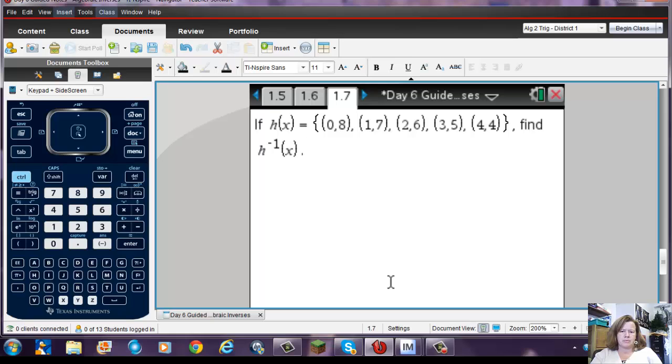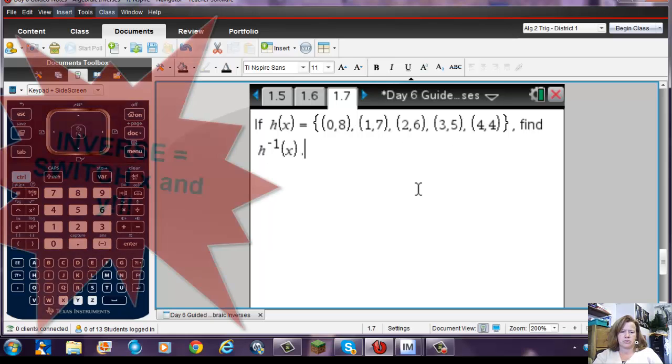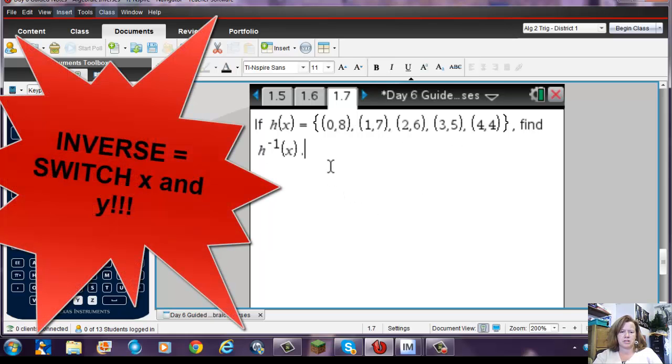On page 1-7, you're given a bunch of points. So you're just given (0, 8), (1, 7), (2, 6), (3, 5), and (4, 4). I'm not going to write this one. We're going to type this because to find the inverse, again, you're just going to switch x and y. This is not an equation. It's just a set of points. So you just switch all those coordinate values. X becomes y, and y becomes x.